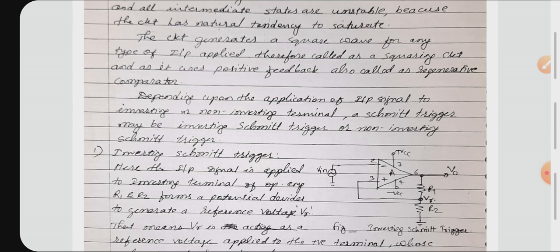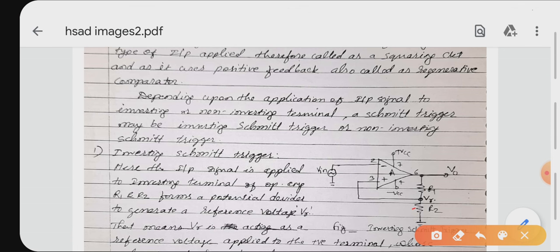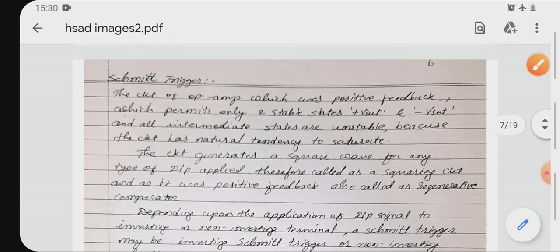You can see in the circuit diagram, the output is connected to the positive terminal of op-amp, that means the non-inverting terminal of op-amp. Okay, so keep in mind that Schmitt trigger is a circuit in which there is positive feedback, and in all the applications of op-amp there is negative feedback. So what is a Schmitt trigger?